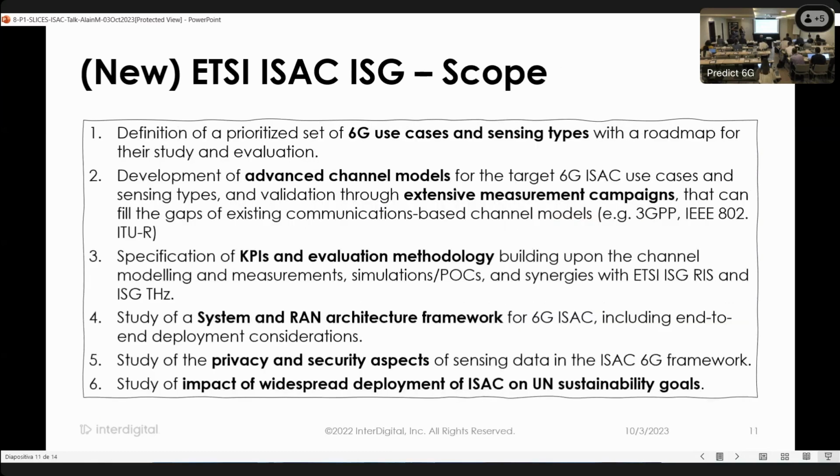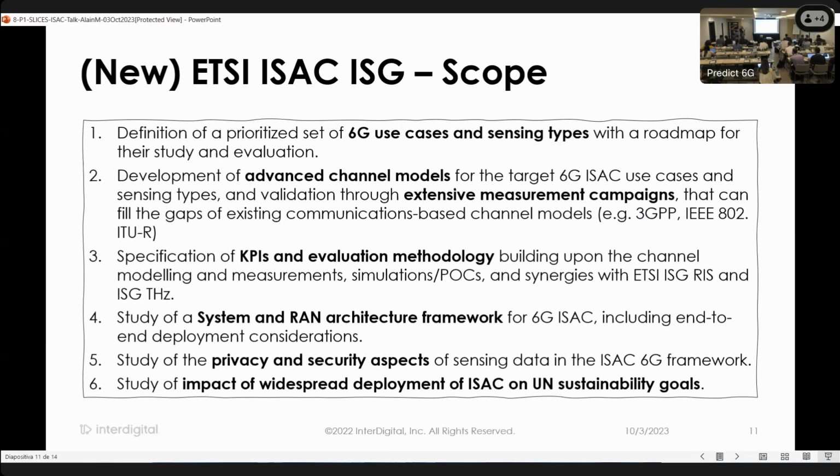And that's just a snapshot of the scope that was agreed by the funding members. As I said, 6G use cases, sensing types, channel models. And here I would like to draw attention to the experimental research that's required, because to be able to get that capability designed properly, and the whole community agreeing upon it, we need channel models. And to get these channel models, we need extensive measurement campaigns. These campaigns cannot be done by one member alone.